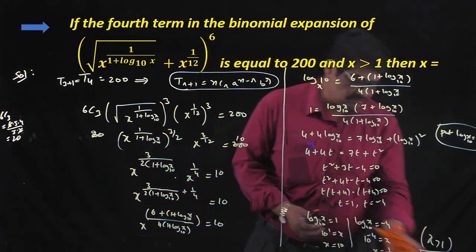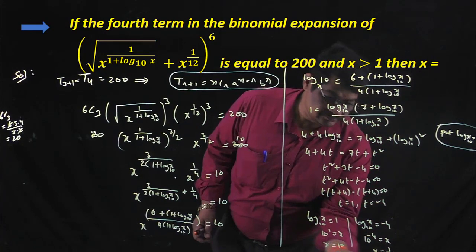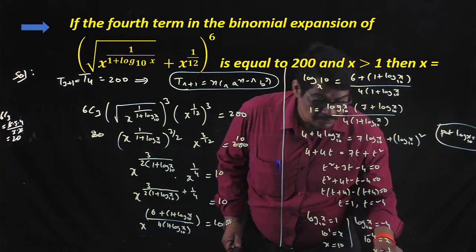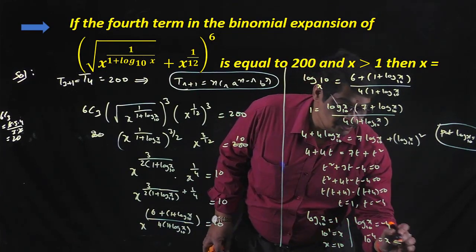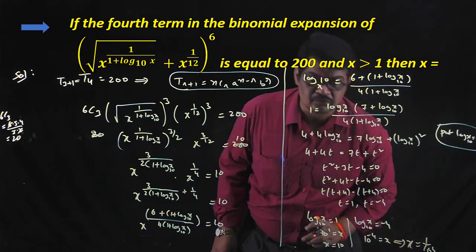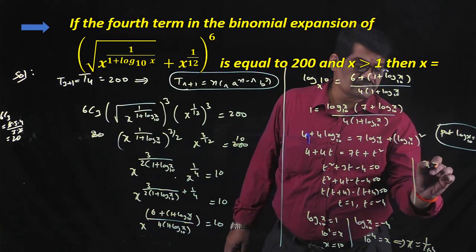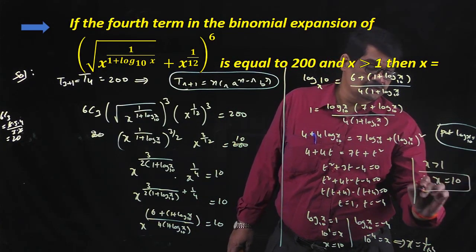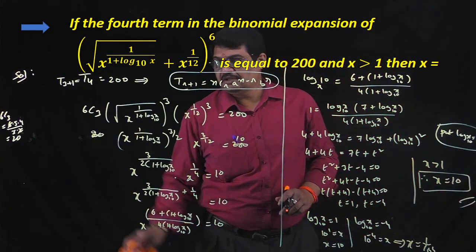Okay, now we are writing here. So from that, x is equal to 1 by 10 to the power of 4. Okay, so since x is greater than 1, therefore we take x as 10. The answer is 10. Okay, so see once again.